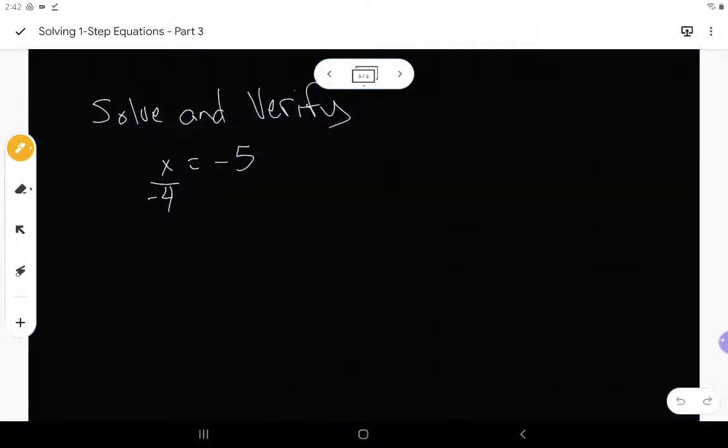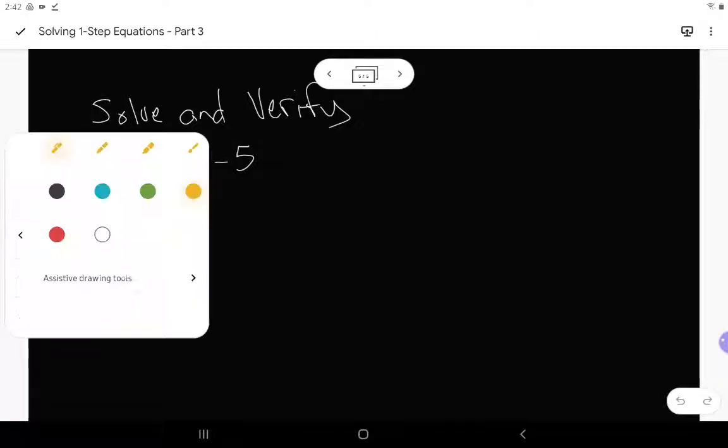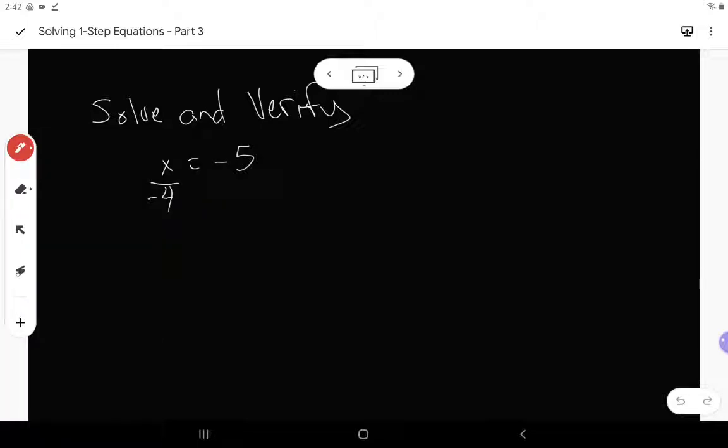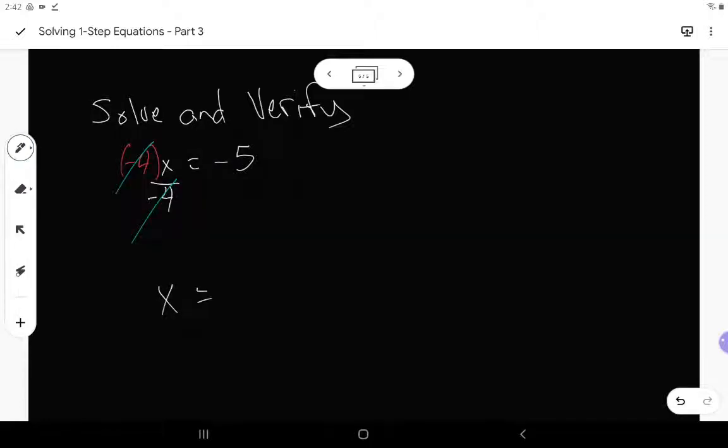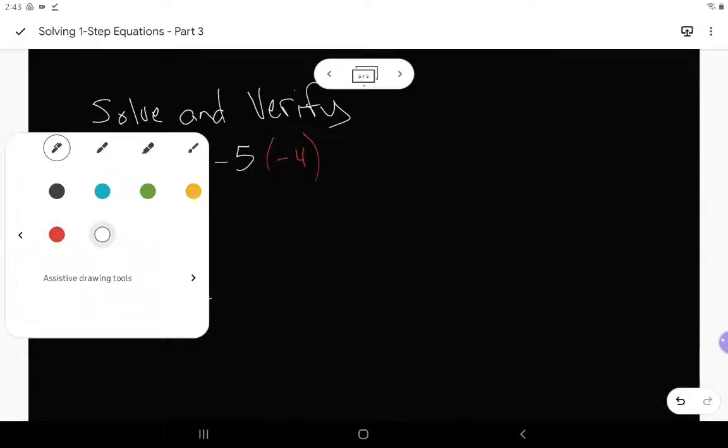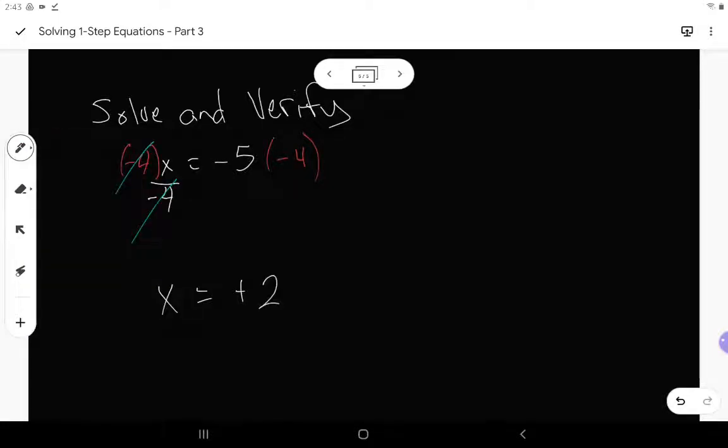One last one. X over negative 4 is equal to negative 5, or x divided by negative 4 is equal to negative 5. The opposite of dividing x by negative 4 is to multiply x by negative 4. And when I do that, both sides cancel. And I'm left with x is equal to, on the other side, I have to do the exact same thing. I have to multiply by negative 4. Negative 5 times negative 4, negative times negative is positive, and 5 times 4 is 20.